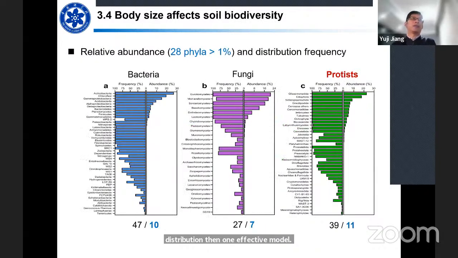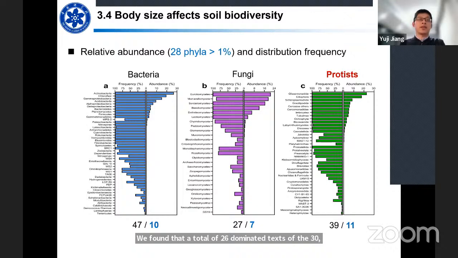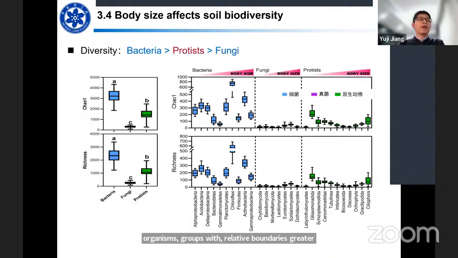Meanwhile, the body size also affects the diversity of the organisms. In rice ecosystems, we found a total of 26 dominant types of the three organism groups with a relative abundance greater than 1%. Bacterial diversity is much higher than the protists and the fungi. For dominant species, bacteria has the highest average diversity, followed by the protists and the fungi.